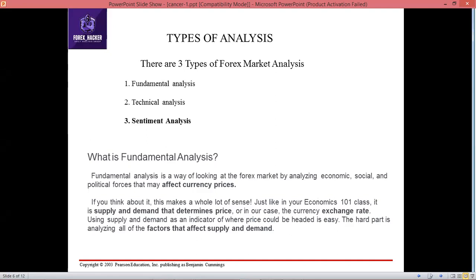This is our major stuff. If you understand that, it's okay. If you don't understand, please drop your questions. But let's move to this. We have 3 types of Forex analysis. Please listen very well, a lot of people make mistakes here. We have fundamental analysis, technical analysis, and sentiment analysis. What is fundamental analysis? Fundamental analysis is a way of looking at the Forex market by analyzing economic, social, and political forces that may affect currency price.